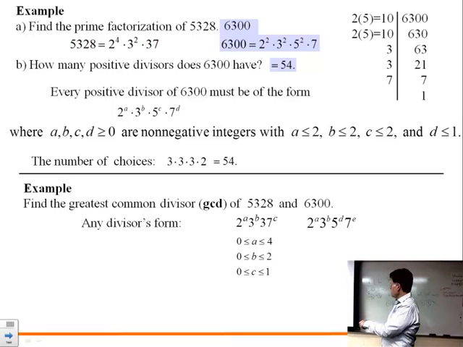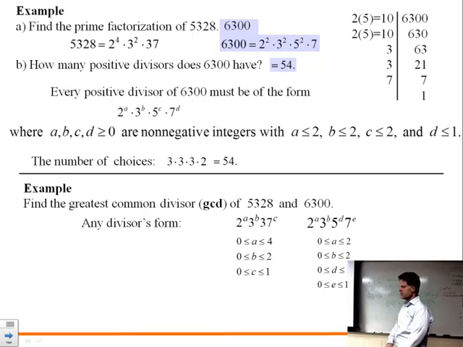For 6300, all the divisors have to be of this form, where now A is between 0 and 2, and so forth. So they satisfy these constraints. If you have a number which is a common divisor, which occurs on both of these lists, what does it have to satisfy? What's the exponent on 2? It can't be any bigger than 2. This says it can't be any bigger than 4, but this says it can't be any bigger than 2. So it's got to satisfy both of those.